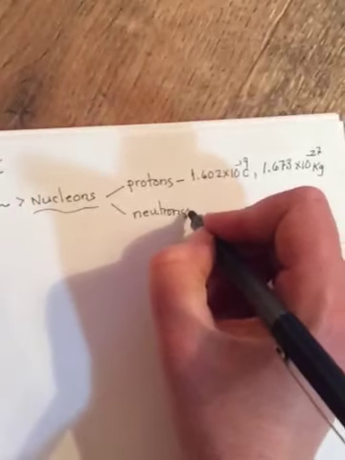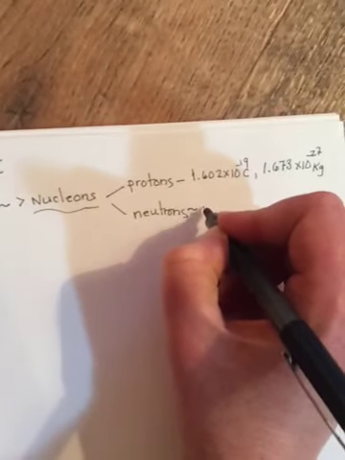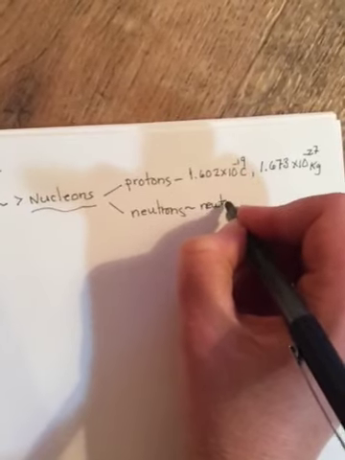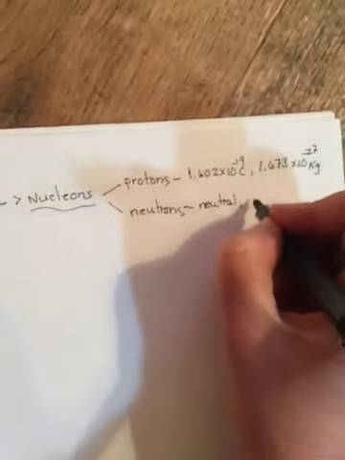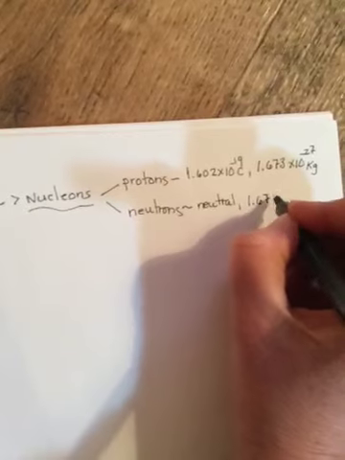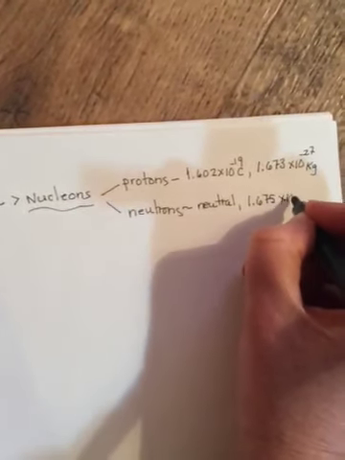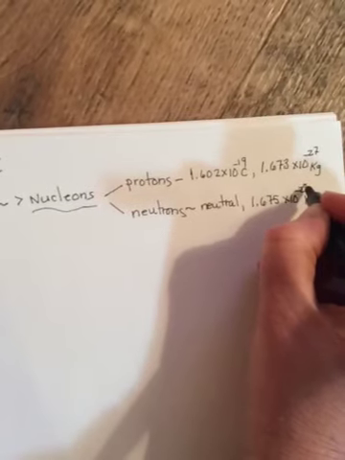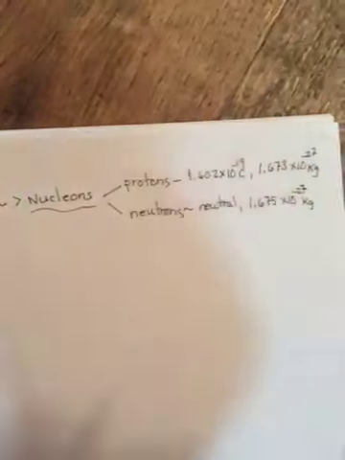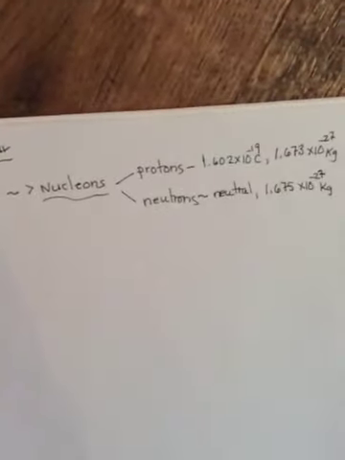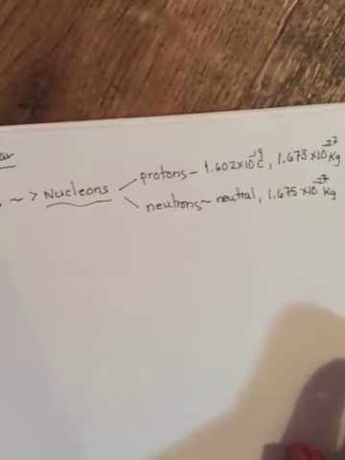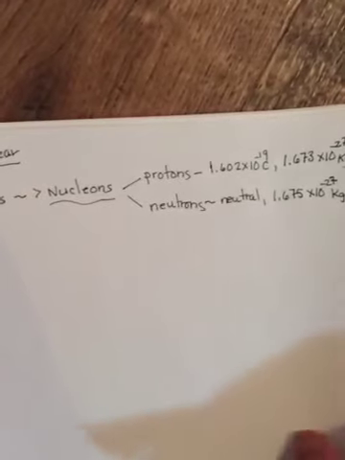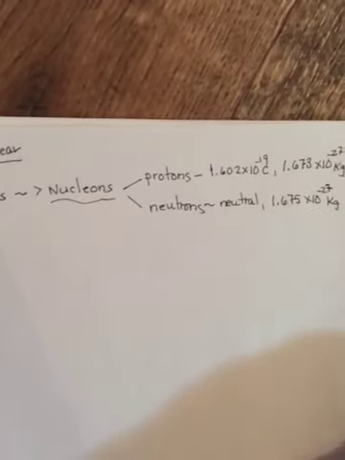Okay? A neutron is neutral. Okay? So no charge on a neutron. Its mass is 1.675 times 10 to the negative 27 kilograms. So some people would say they have the same mass, but really a neutron is slightly heavier than a proton. And they both make up the nucleus, or both are found inside the nucleus.